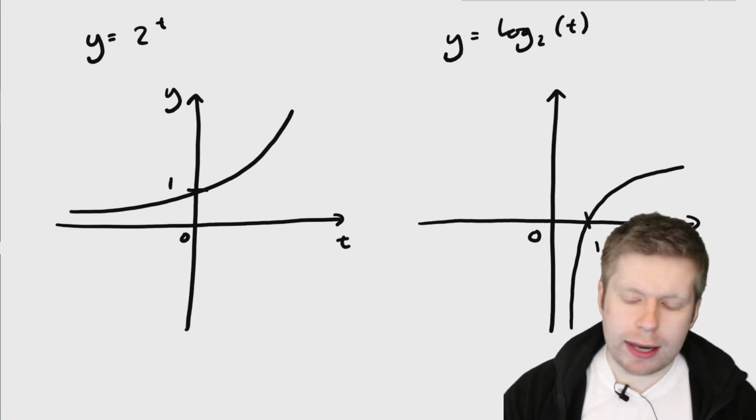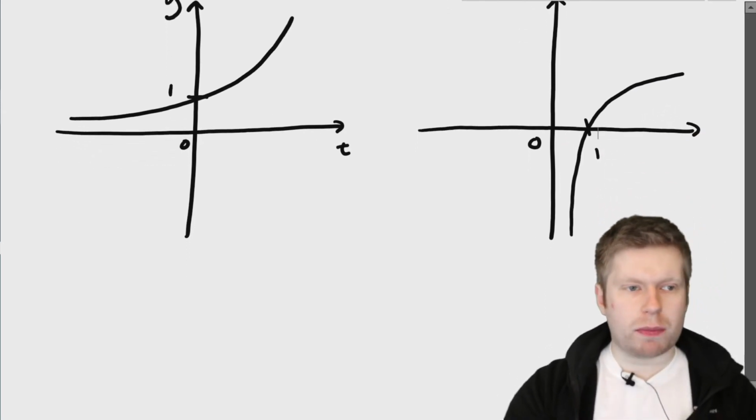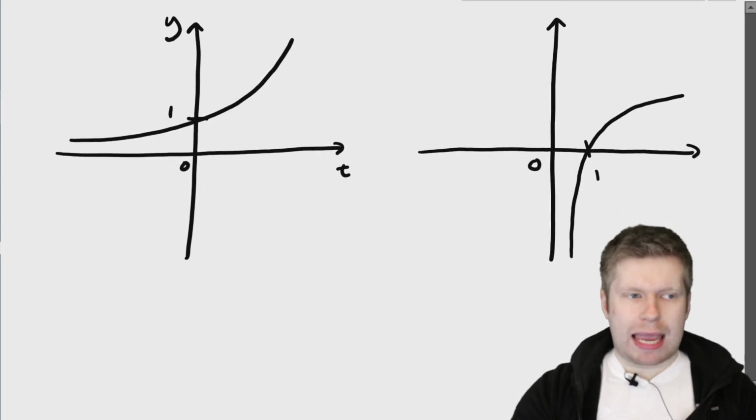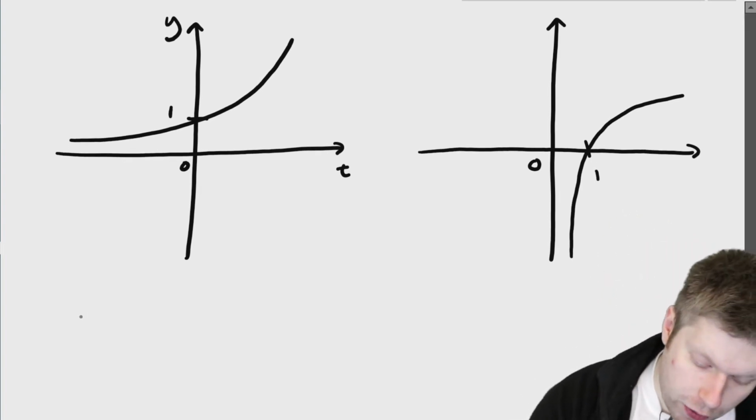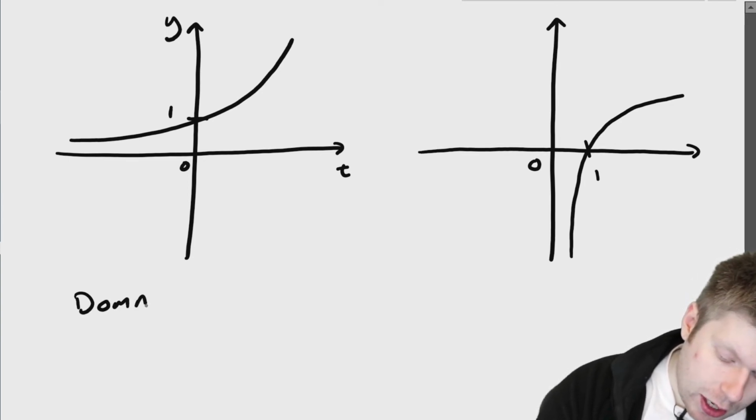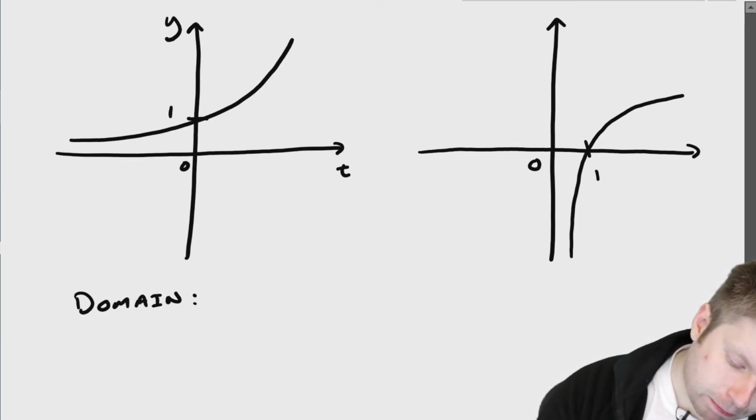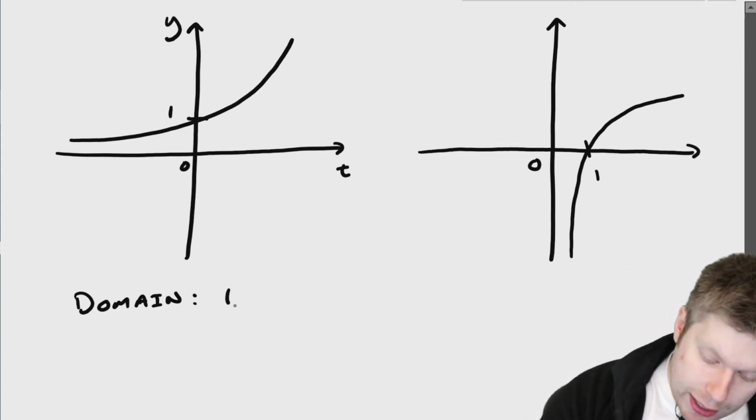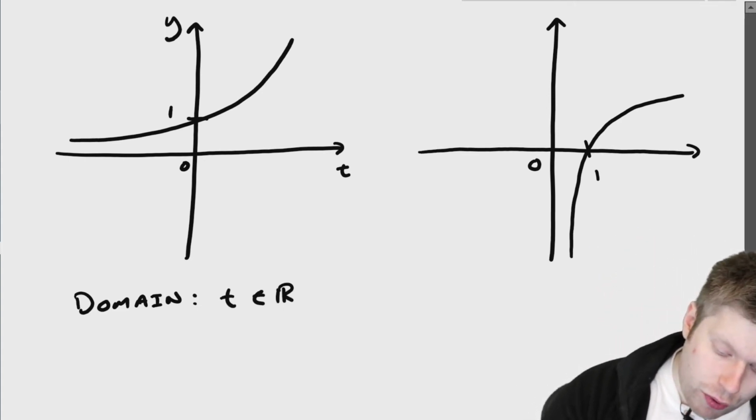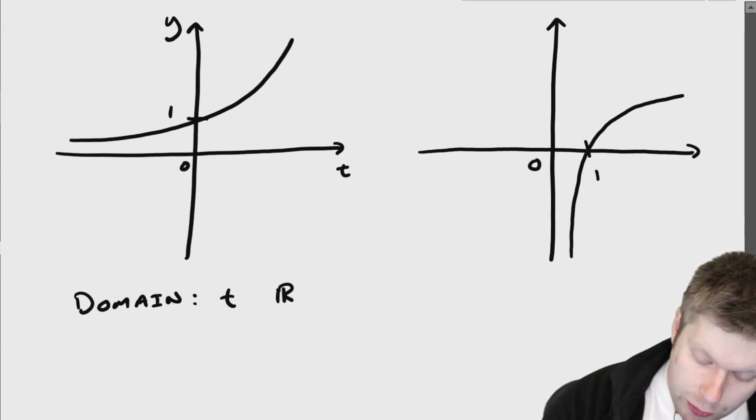Now, let's just think about the domain and range. We've looked at domain and ranges. So what's the domain and what's the range of my exponential graph? This graph over here on the left-hand side. In this case, my domain, well, I can basically stick any value I like in. So I can say that t can take any real number.